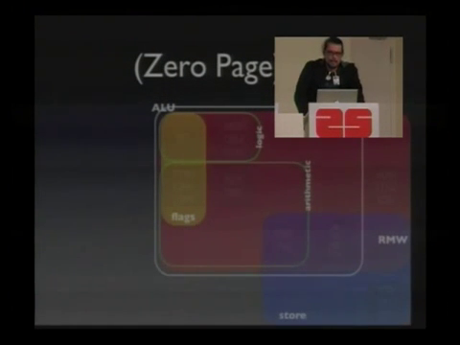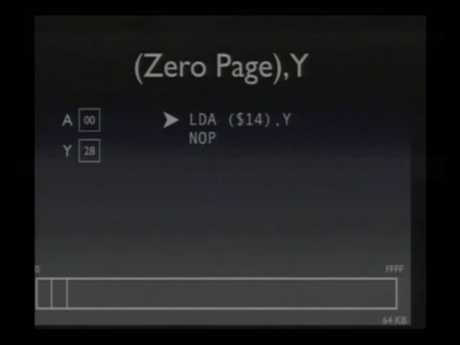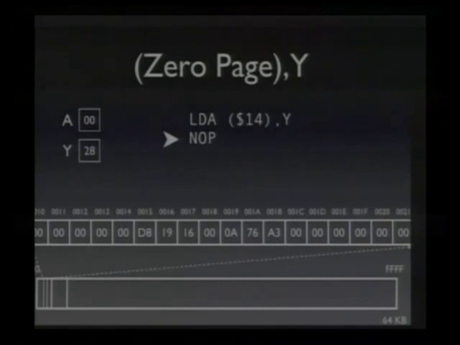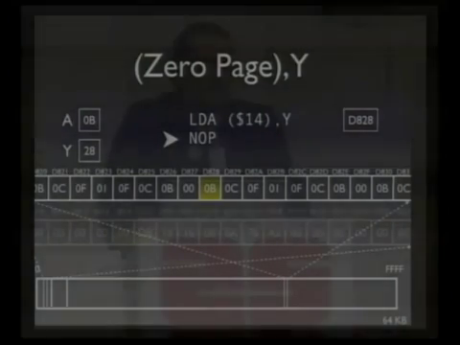Zero page indirect Y indexed looks the same, but it's different because it's first indirect and then indexed. So in this case, we only have one pointer at that address and then add Y to it afterwards. So we look at the address 14, and at 1415 we have D800. We add Y, we get D828, and then we can read from the address D828. Because we don't have a single 16-bit register, anytime we have to deal with pointers, we have to store that pointer in zero page and then use this addressing mode. If we don't want to do any indexing, we can always set Y to 0.